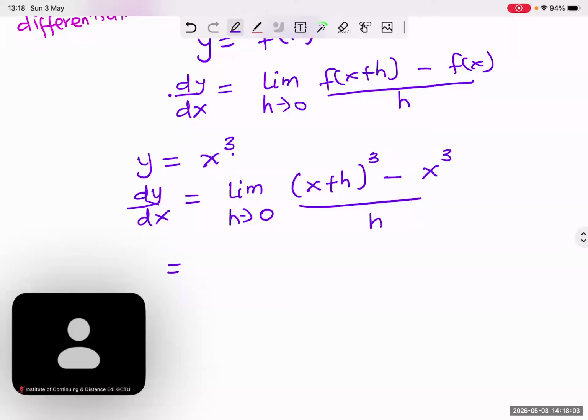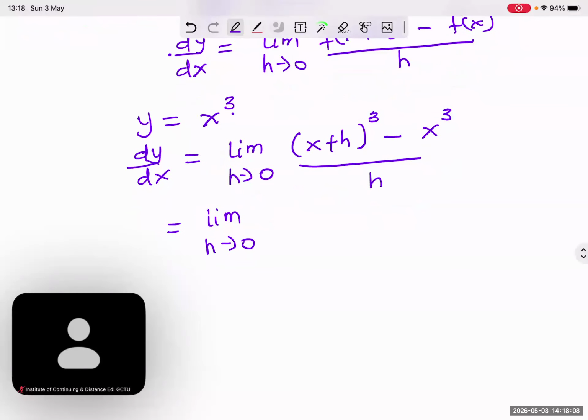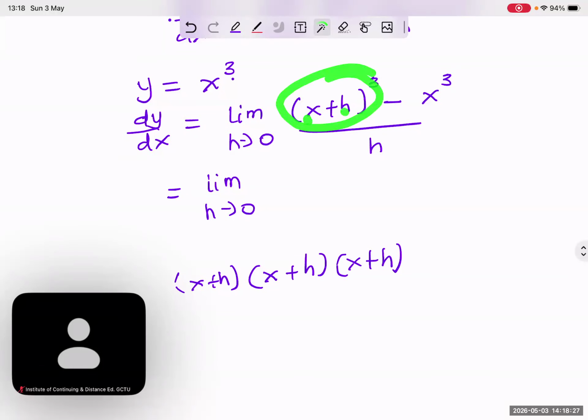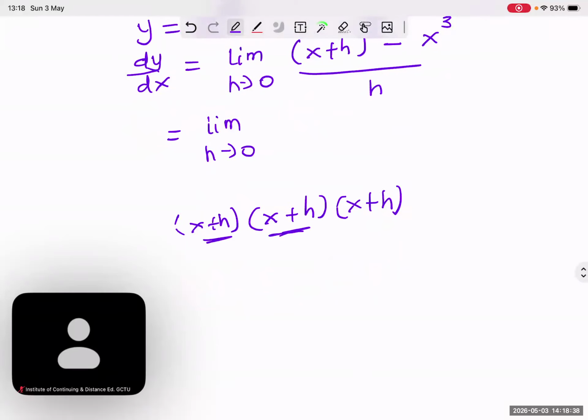So our next step is this is equal to the limit as h approaches 0, x plus h all cubed. We need to expand this. Luckily, we have algebra. So this here is x plus h times x plus h times x plus h. We're expanding this part here. This is x plus h all cubed, so it's the same as x plus h times x plus h times x plus h. Multiply the first by the second, the answer you multiply by the third.